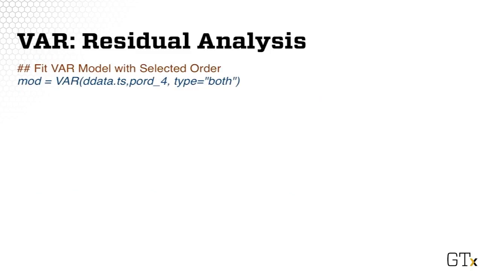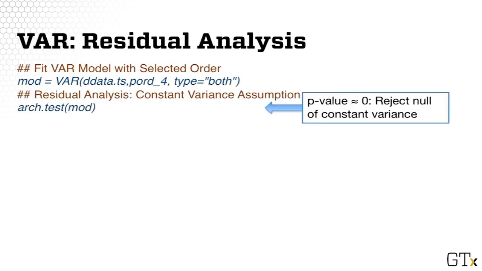Next, let's perform a residual analysis to evaluate whether the residuals have constant variance, are normally distributed, and whether they are uncorrelated. The ARCH test is used to evaluate whether the residuals have constant variance. Since the p-value is approximately 0, we reject the null hypothesis of constant variance. We'll discuss modeling of non-constant variance in a different lecture.